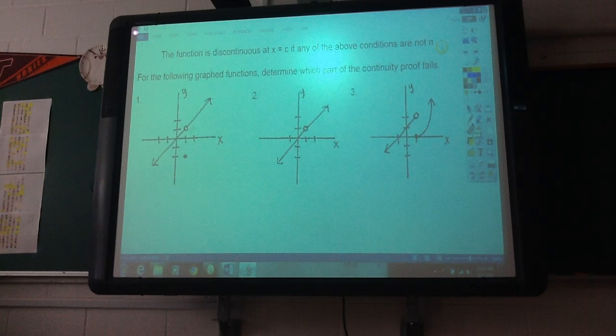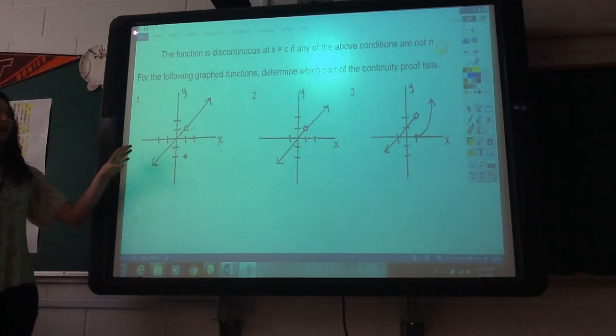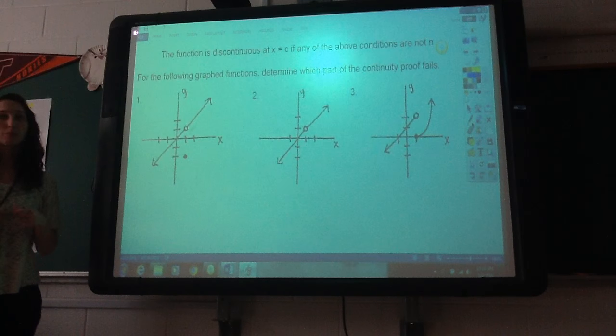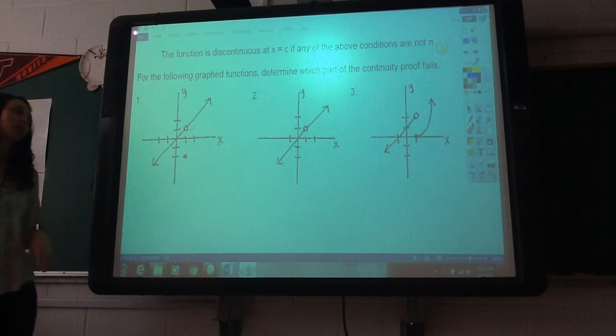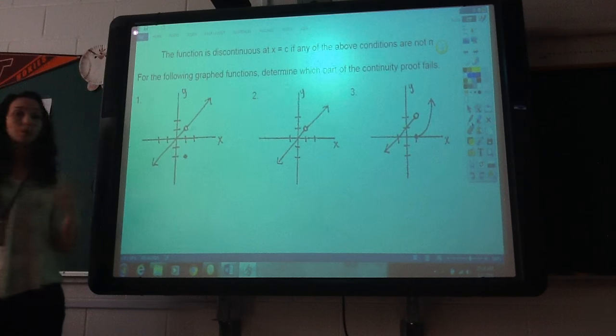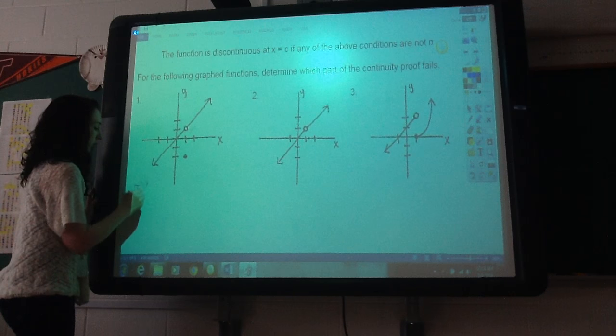All right, so these were the last, or these are graphed examples rather, of the proofs that we're going to be using. So the proof again has 3 steps: function value, limit, do they match? Function value, limit, do they match? So for the first one, we're going to start by looking at the first step. Our very first step is, what is the function value?